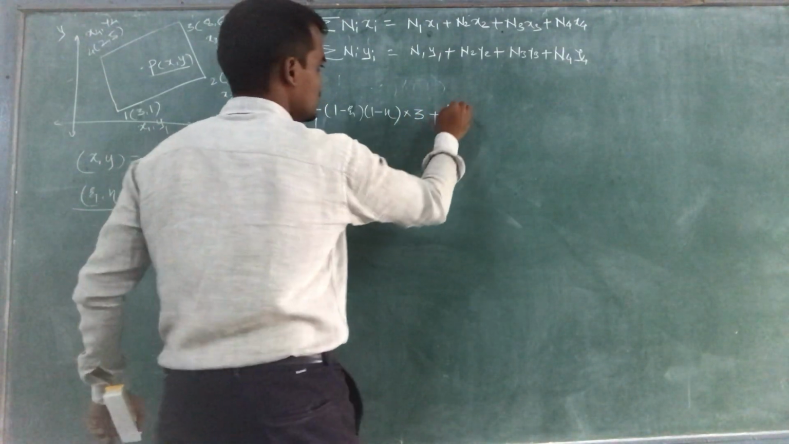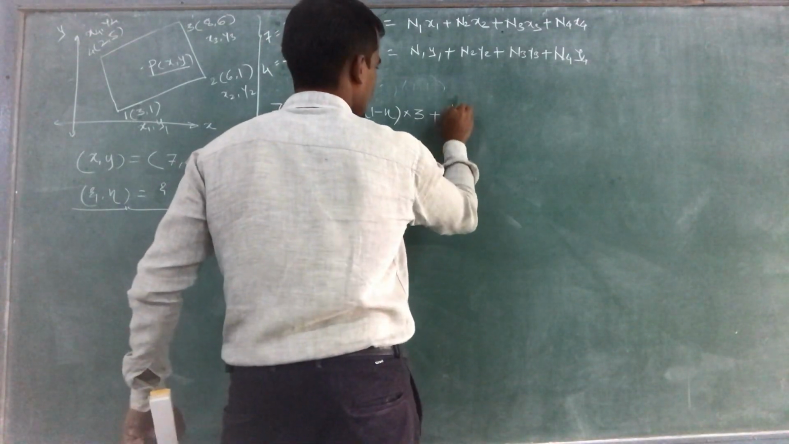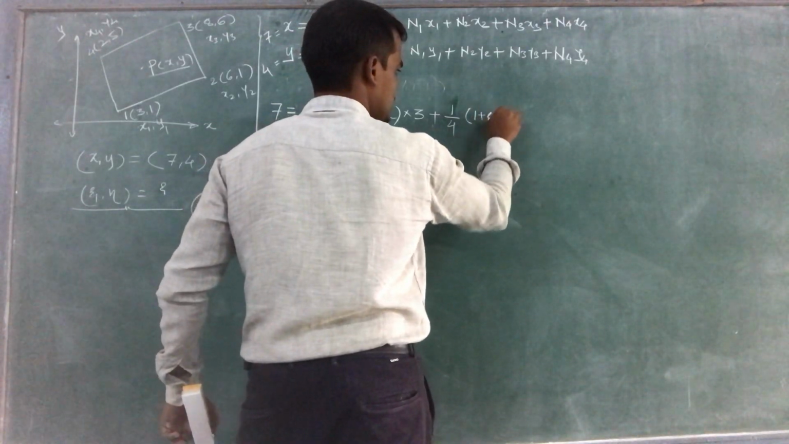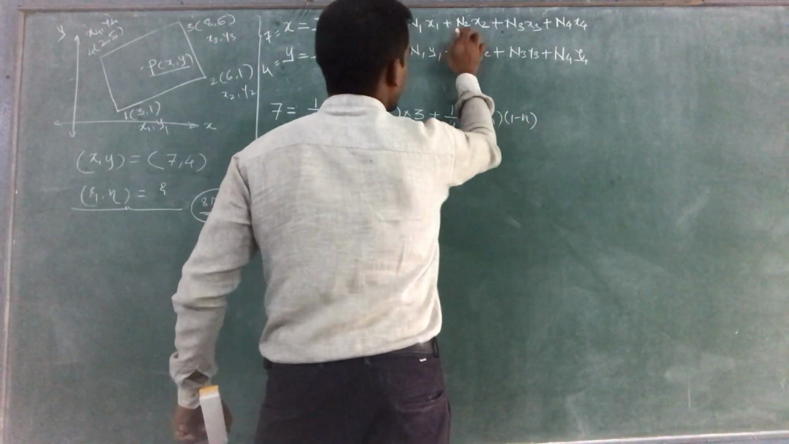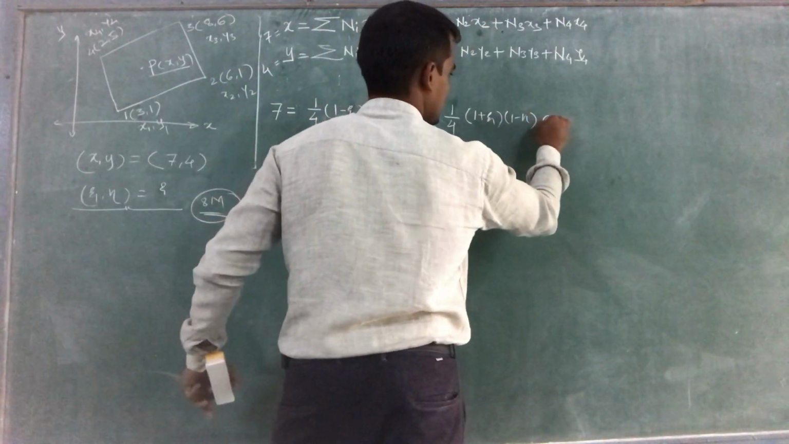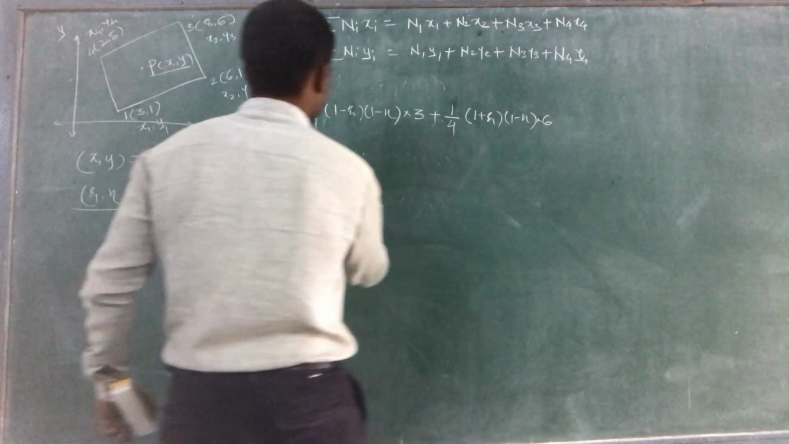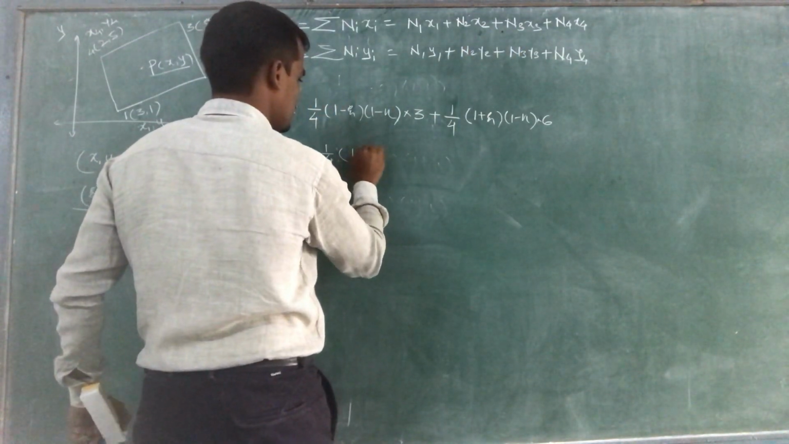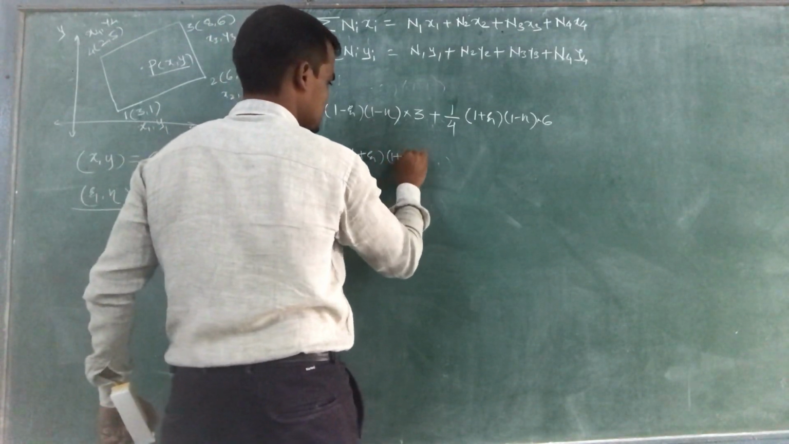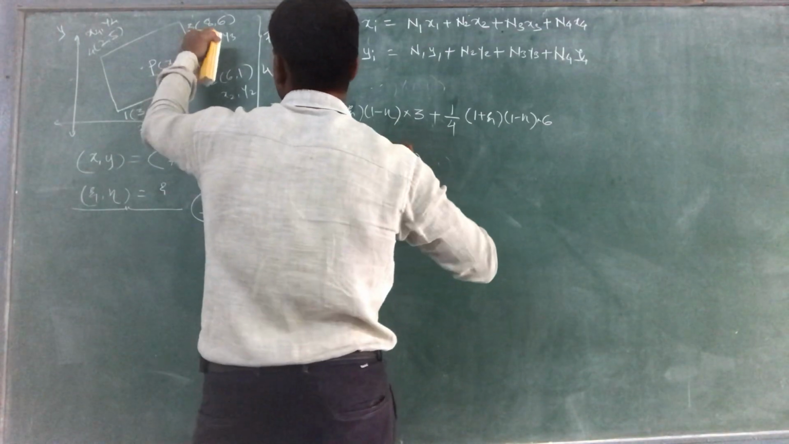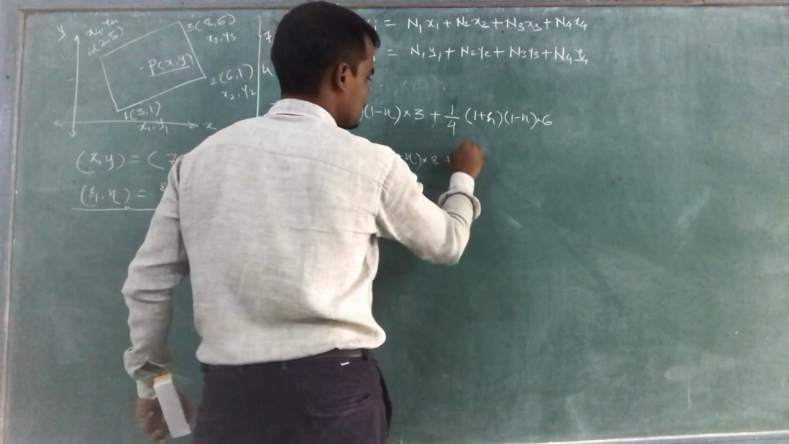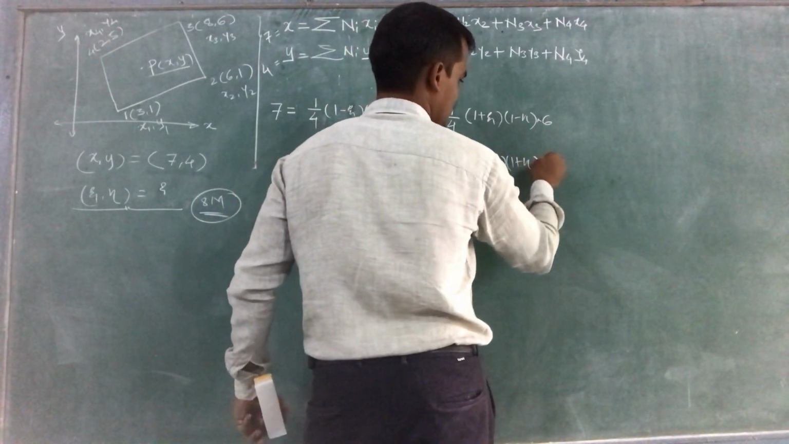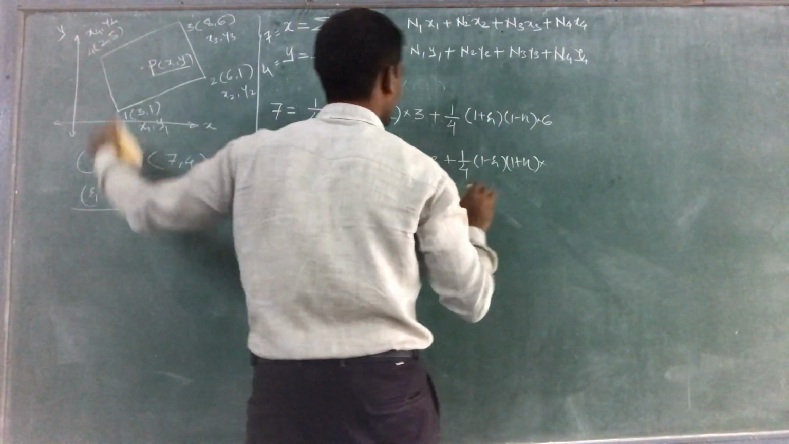Then plus n2, which is nothing but 1 by 4, (1 plus zeta)(1 minus eta) into x2. x2 is given equal to 6, so into 6, plus 1 by 4 into n3. n3 is what? (1 plus zeta)(1 plus eta) into x3. x3 is given 8, so into 8, plus 1 by 4 into n4, which is (1 minus zeta)(1 plus eta) into x4. x4 is given equal to 2.